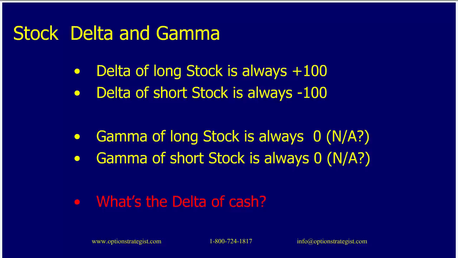Remember, the gamma is the change in delta. Well, if delta is always 100, then the change is going to be 0. When the stock price changes, we go from 100 delta to 100 delta, and so we could call it 0. I think a lot of people would refer to it as just NA, though. Same thing with short stock. The change in the delta is going to be 0, or we could refer to it as NA.